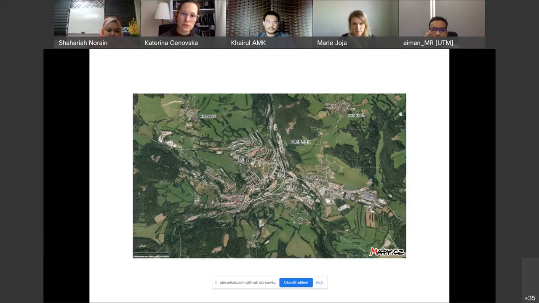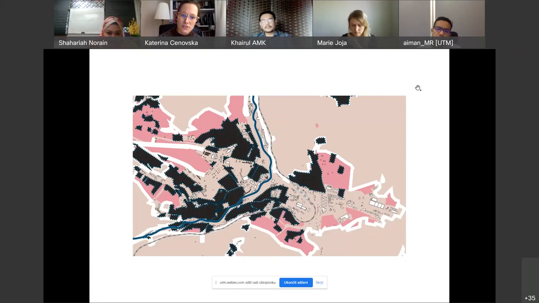This is just for you to see how the urban structure of Vimperk looks like. And when we go to the next slide, this is the zoning plan, and the pink areas are all the areas which are supposed to be built up, because all the people in Czech Republic want to live in single family houses. So the urban structure of the new built up areas looks completely different than the urban structure which was built before.